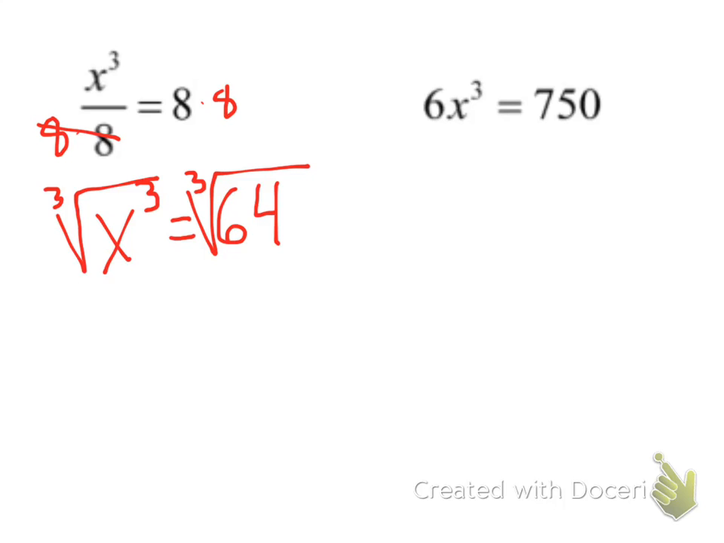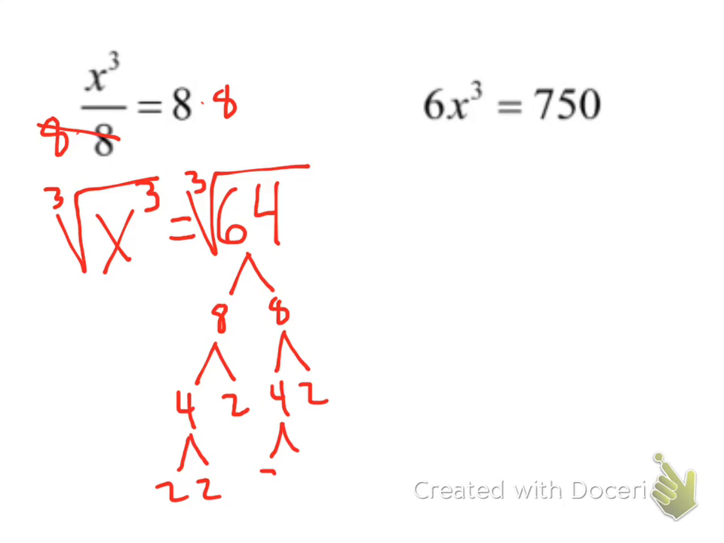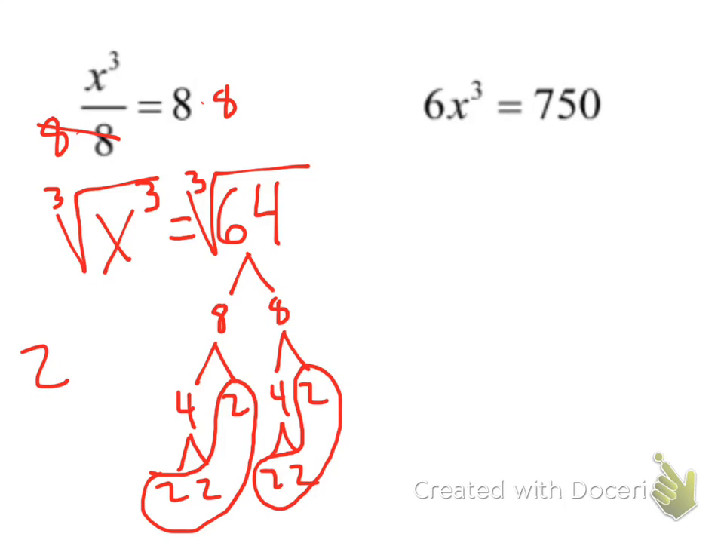And to do the cube root, we do our little factor tree. 8 times 8 is 64. 4 times 2 is 8. 4 times 2 is 8. 2 times 2, 2 times 2. We look for groups of 3. There's one group of 3, which is a 2. Here's another group of 3, which is another 2. Multiply those together, and you get 4. So x equals 4.